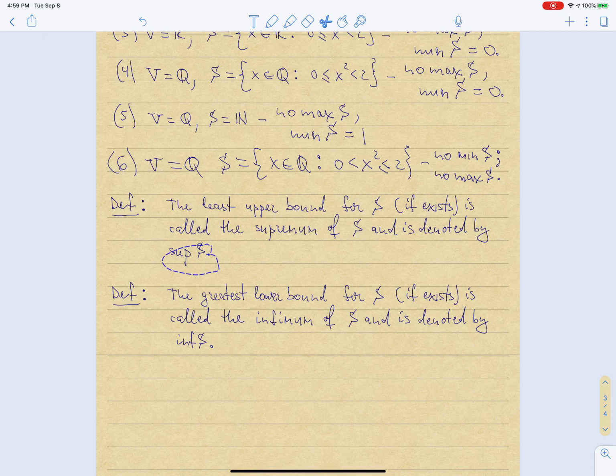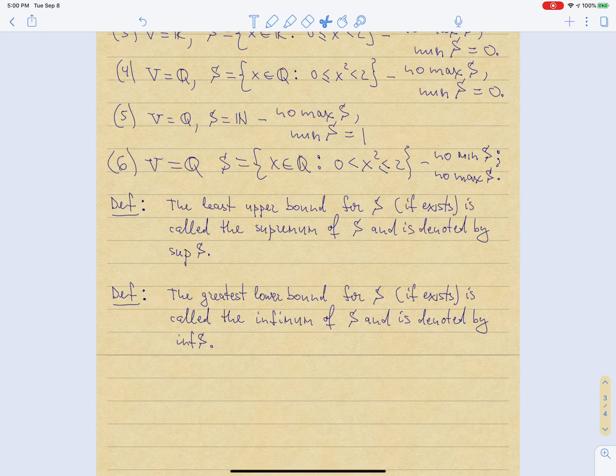And then I can do the similar thing for lower bounds. If my set is bounded from below, it has a lower bound, then any number below the lower bound is still a lower bound, but any number above the lower bound may or may not be a lower bound. So then we consider the greatest lower bound, if it exists, for S, and we call that the infimum of S.